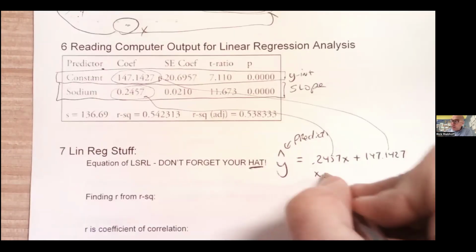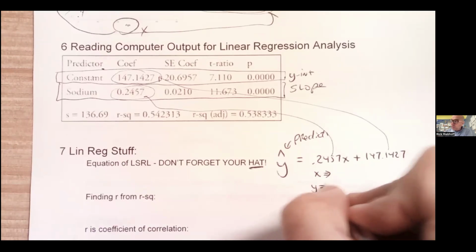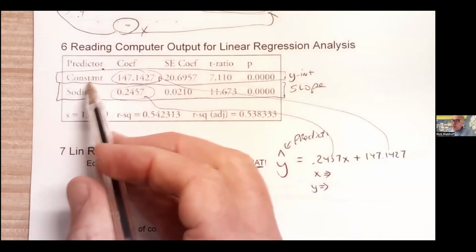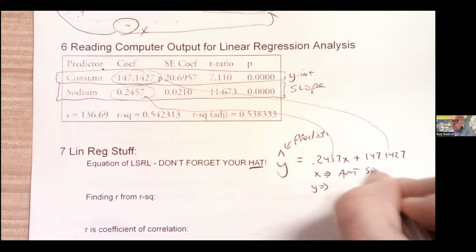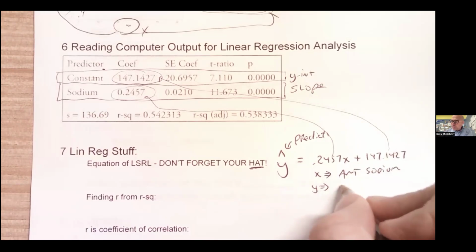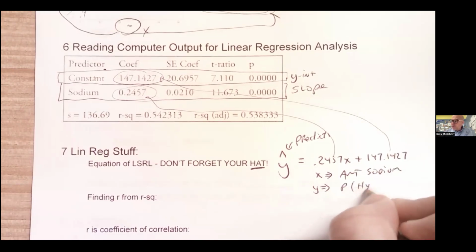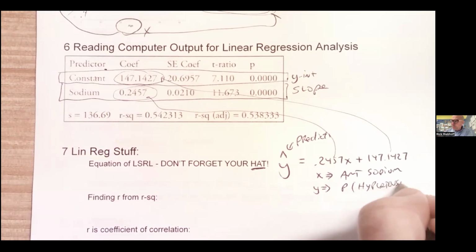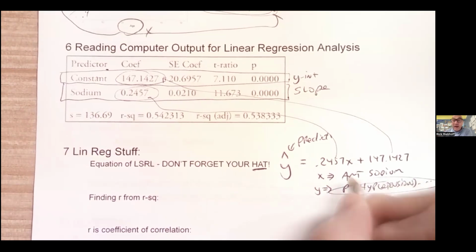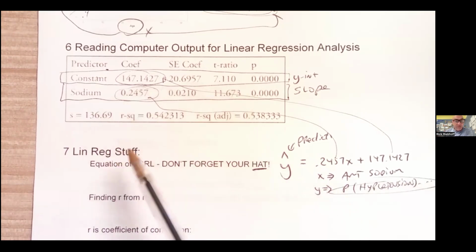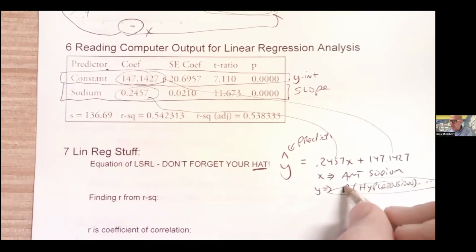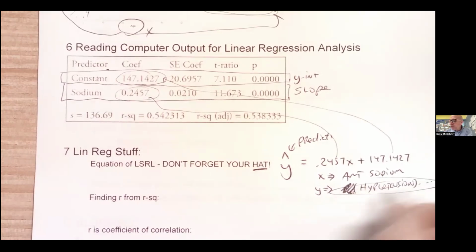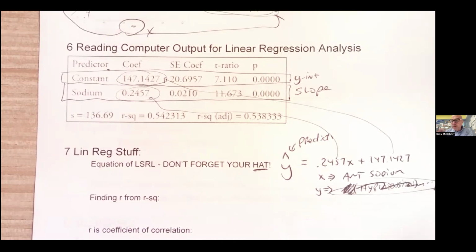It's usually a good idea to say what X is and what Y is. I don't know what it is. Oh, it's sodium and something maybe. So X is amount of sodium. And maybe this is probability of hypertension. Who knows? I'm making that up right there. You would need to look through the problem to see what Y represents. Okay, actually, probability, that's more than 100%, so I don't know what it would be. Hypertension, blood pressure or something. Let's call it blood pressure. Okay.